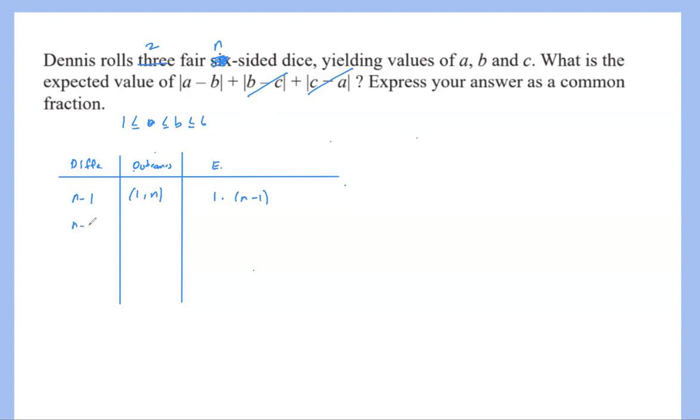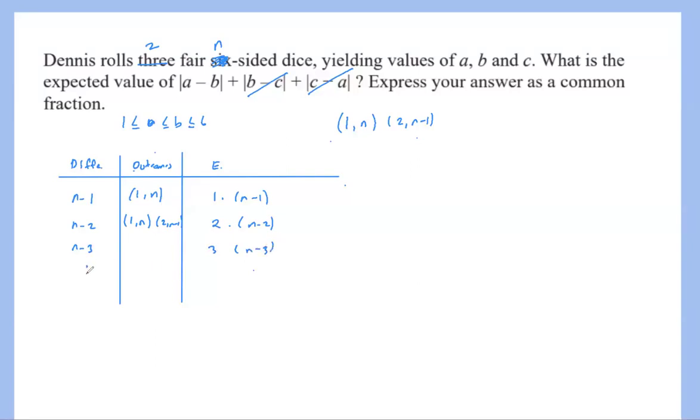If I want the difference of n minus 2, you can pair 1 and n, and 2 and n minus 1, whatever that n is. So we have 2 different pairs, and I can list them right here: 1 and n, and 2 and n minus 1. Since we have 2 of these, I will say 2 times n minus 2. If you keep doing this, n minus 3 will be like the previous, so you will get 3 of those times n minus 3.